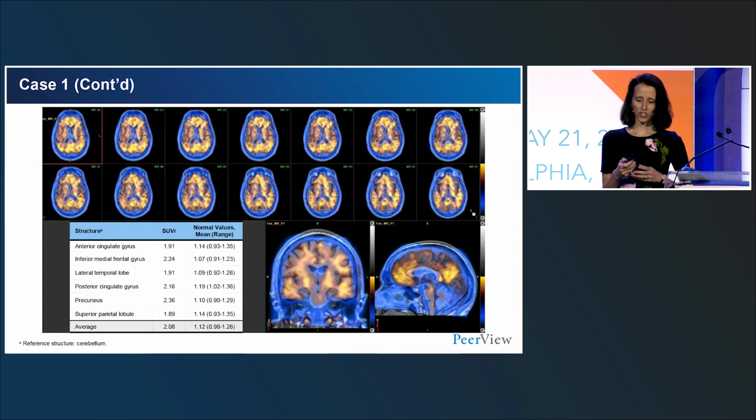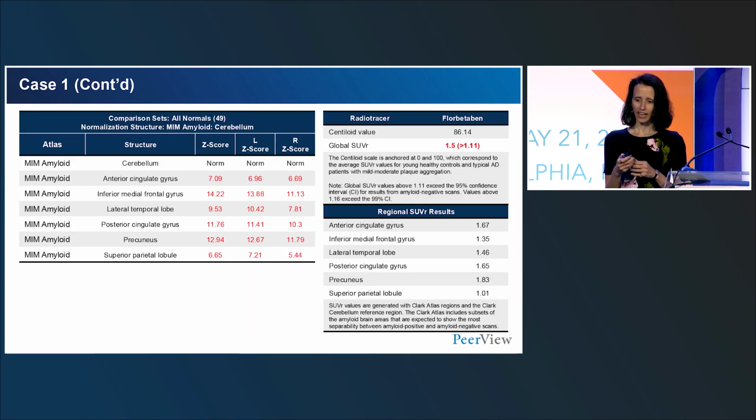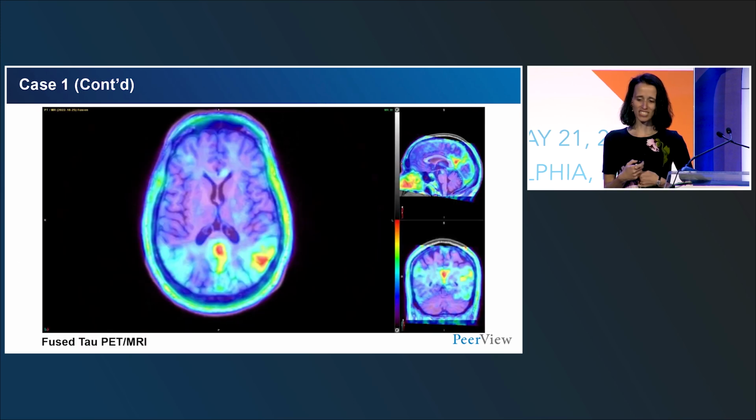And then this patient also had some quant as well with SUVRs and the Centiloid value as well. In this case, the Centiloid value was 86, and the global SUVR was elevated at 1.5. This patient did go on for a flortaucipir tau PET as well.